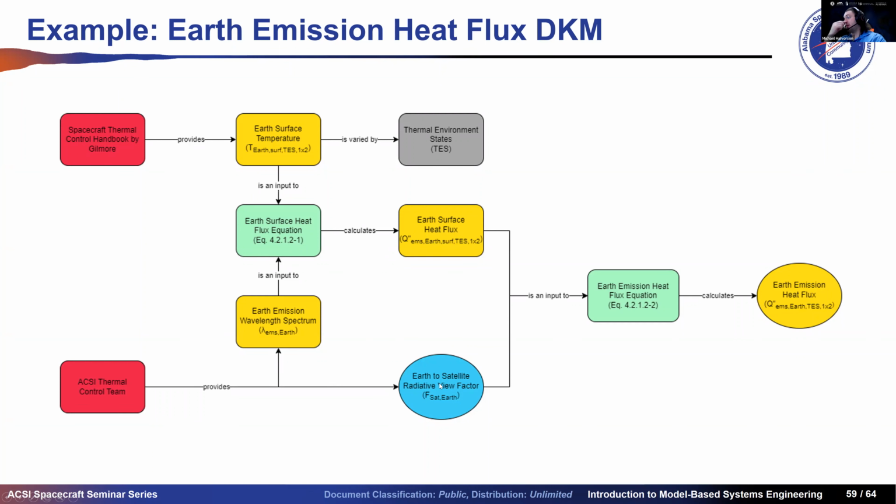This is just a representation that each of these has its own domain knowledge map. For this Earth emission heat flux, we're looking at the domain knowledge map, but this has its own domain knowledge map. So the ACSI thermal control team is providing this. They're effectively responsible for calculating or modeling whatever is in this domain knowledge map, but it results in this knowledge point. So this is a knowledge point, and this is a knowledge point, and this whole thing is a domain knowledge map. Read left to right, the visualization of analysis methodology using ontological principles applied MBSE.